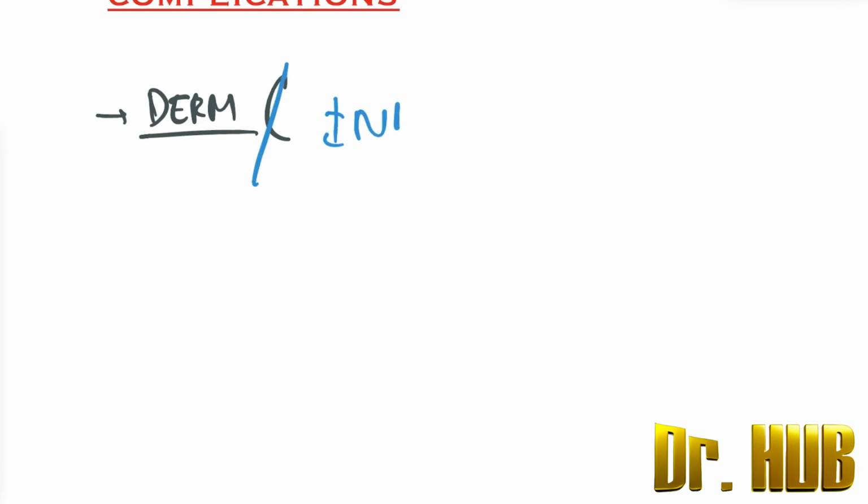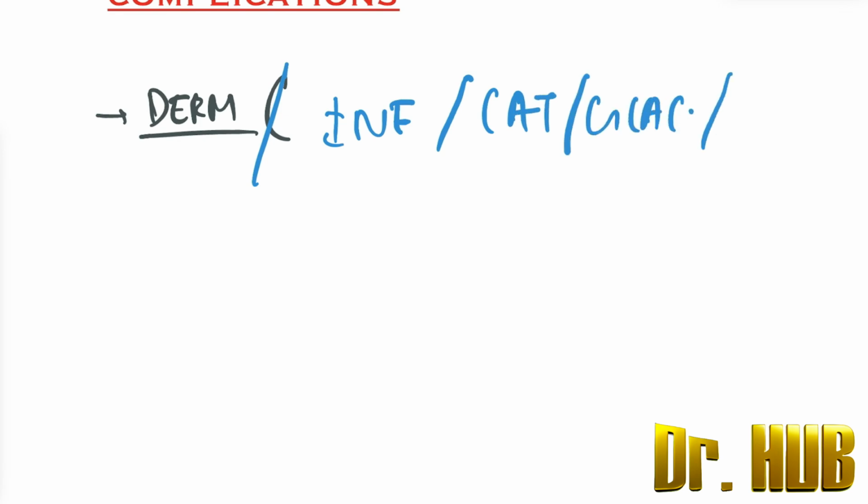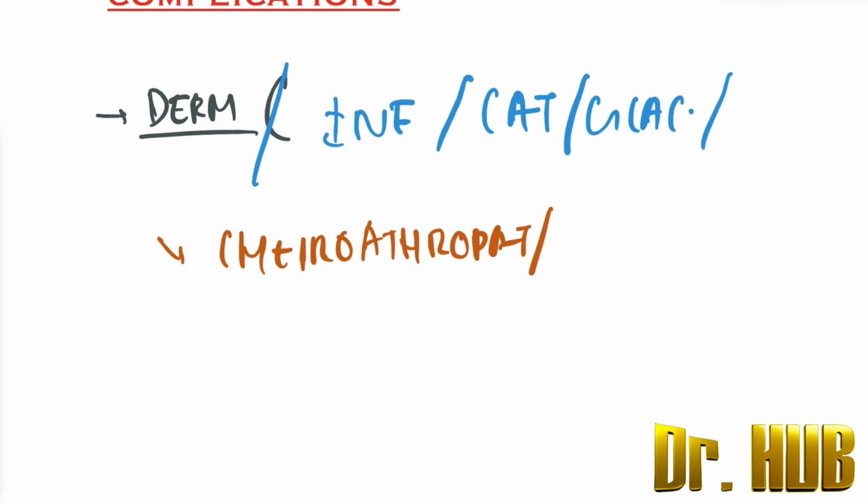Next we move on to the dermatologic. So under dermatologic conditions, next is the infectious conditions. Then comes the cataracts, the glaucoma, as well as the cheiroarthropathy. Then the periodontal diseases. Next is the hearing loss.